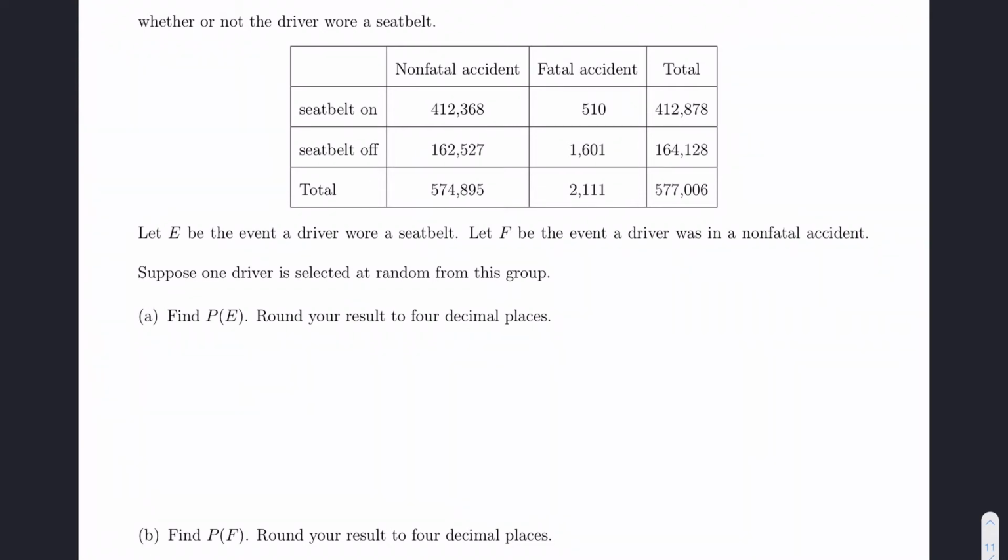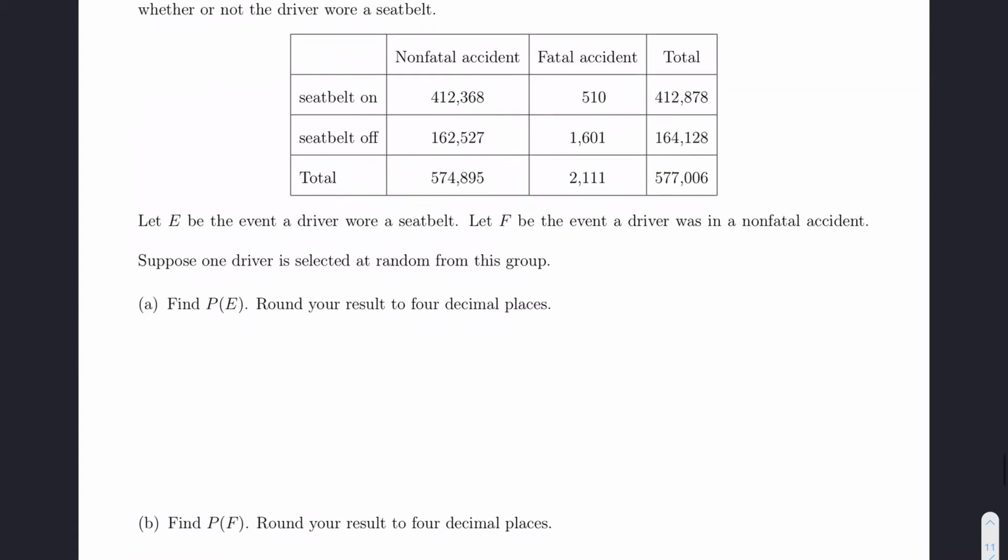For the last example in this section, we're going to look at this contingency table, which relates the type of accident, either fatal or non-fatal, with whether or not a driver was wearing their seatbelt. Part A asks us to find the probability of E, where E is the event that the driver wore a seatbelt. So here, I'll write that out in words. So seatbelt on. And so this is a simple probability or a marginal probability. And so I'm just going to look at the total number of people who are wearing their seatbelt.